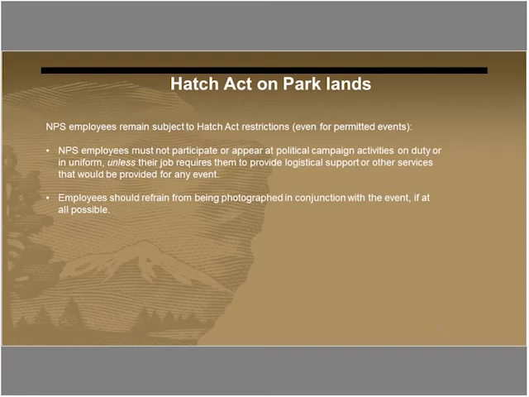Similarly, if you're a maintenance mechanic or property manager and your duties inherently require you, for logistical purposes, to be on hand at the event, those are permissible reasons for you to be at political events. But outside of that, employees should avoid appearing to participate in partisan political events occurring on parklands. And even those employees who are permitted to be there to provide logistical support should refrain from being photographed in conjunction with the event, if at all possible.